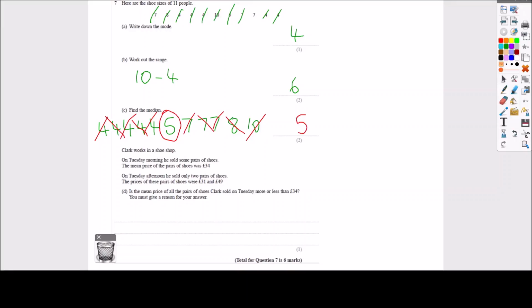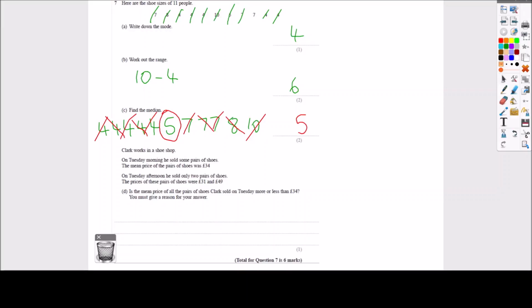Now, for part D, Clark works in a shoe shop. On Tuesday morning, he sold some pairs of shoes. We don't know how many, but the mean price of the shoes was 34. So when you added up the price of all the shoes that were sold, divided it by the number of shoes, we got 34. Now in the afternoon, he sold two, one for 31 and one for 49. What will happen to the mean? Will it be more or less than 34?